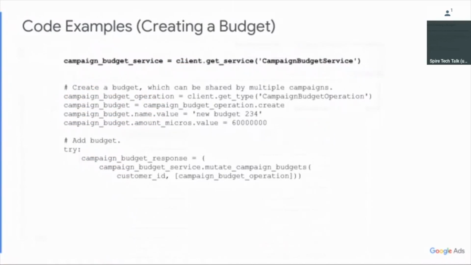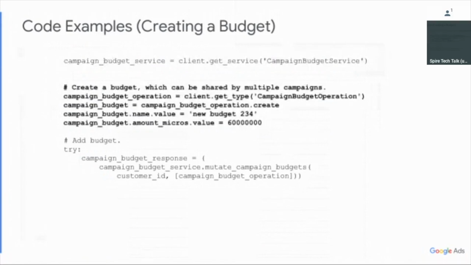So let's go over creating the budget, the same example that we saw in REST. The first step is to get hold of a service. You have a Google Ads client object, and you do a get service, and you provide the service name that you want. The client library provides a service called campaign budget service, which will return an object of campaign budget service.